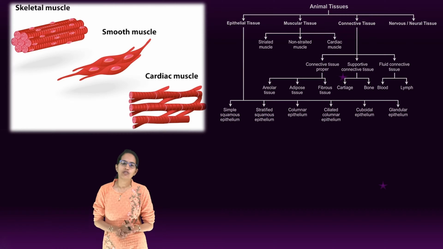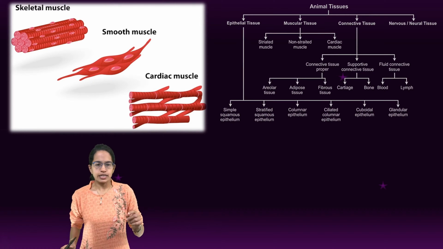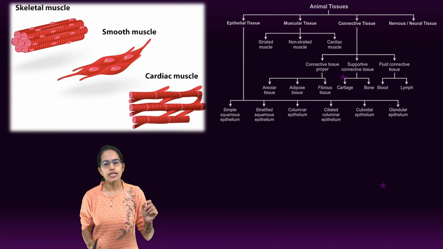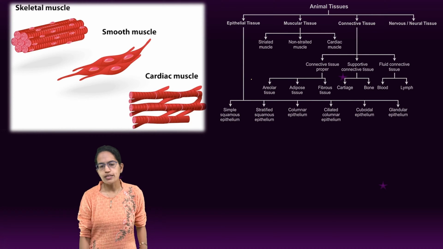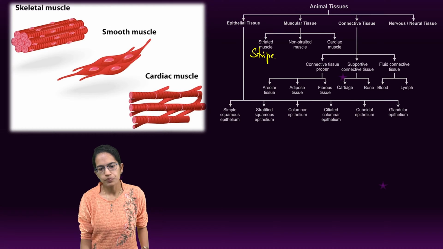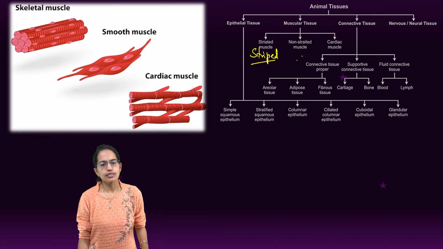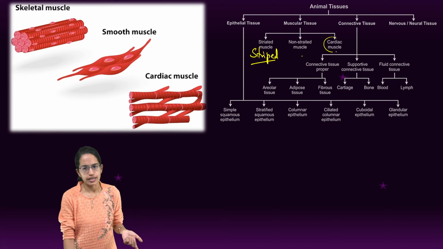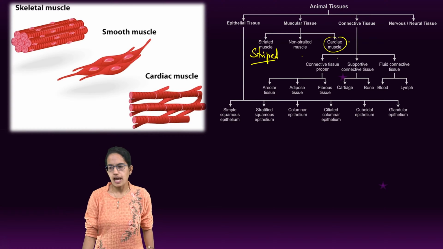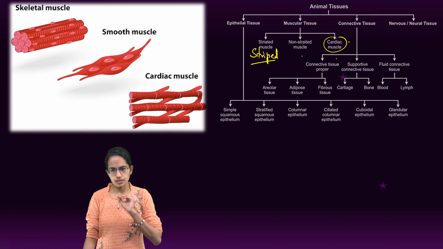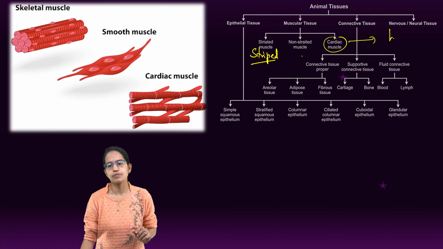The next is muscular tissue. Under muscular tissue, we classify it as striated, non-striated and cardiac. The striated ones are also known as striped. Unstriated are known as unstriped, and then there is the cardiac. Now, cardiac muscle is an involuntary muscle which is present only in the heart, as the name suggests, cardiac.